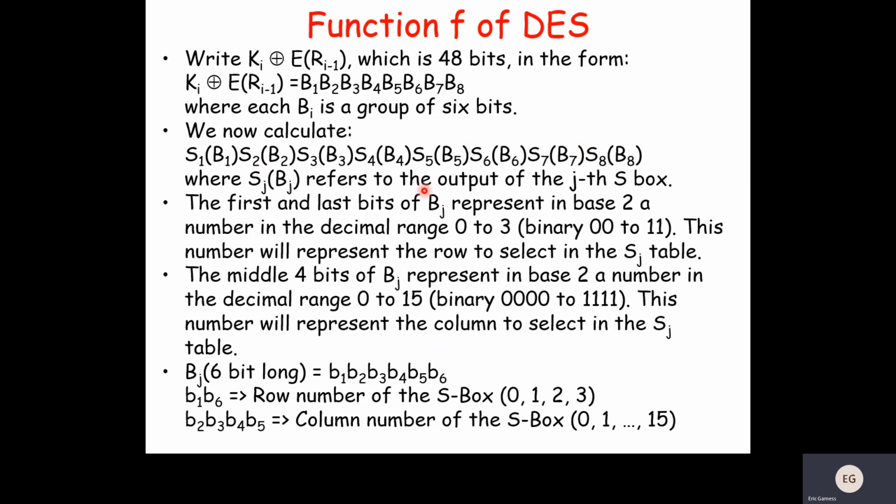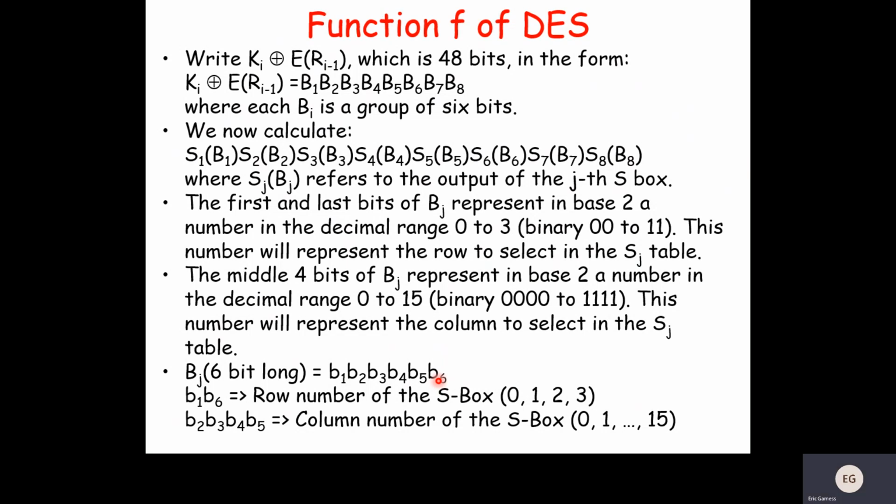So how do you select in the S table the row and the column? So look, each block here has 6 bits. So you will take the first bit and bit 6 together, and it will be a number of 2 bits. A number of 2 bits is something between 0 and 3. It will give you a row. Remember that we have 4 rows. If we have 4 rows, we need a number between 0 and 3.